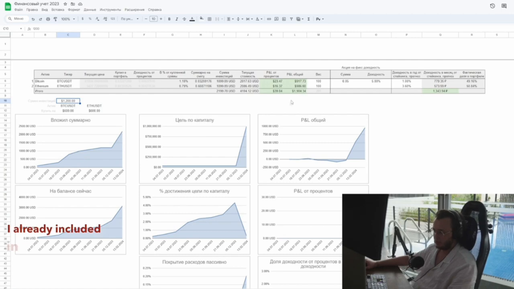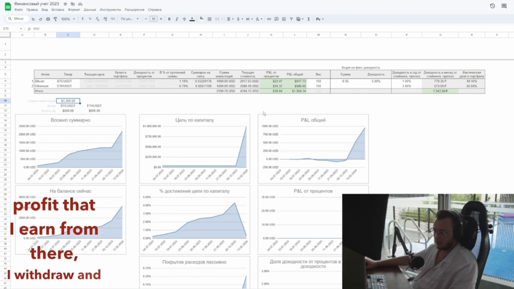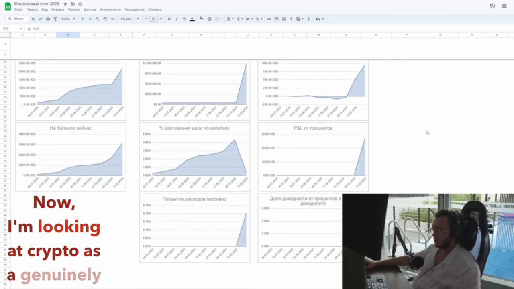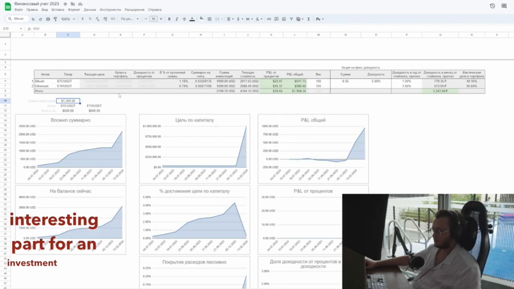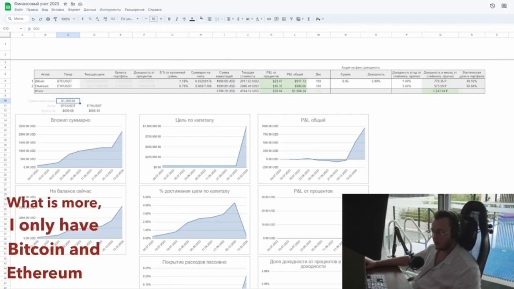I already included in my plan that cryptocurrency will be a full part of my investment portfolio. Remember, I'm involved in crypto trading, and all the profit that I earn from there, I withdraw and primarily invest in real estate and a little bit in the stock market in shares of Russian companies. Now, I'm looking at crypto as a genuinely interesting part for an investment portfolio. What is more, I only have Bitcoin and Ethereum in my account.